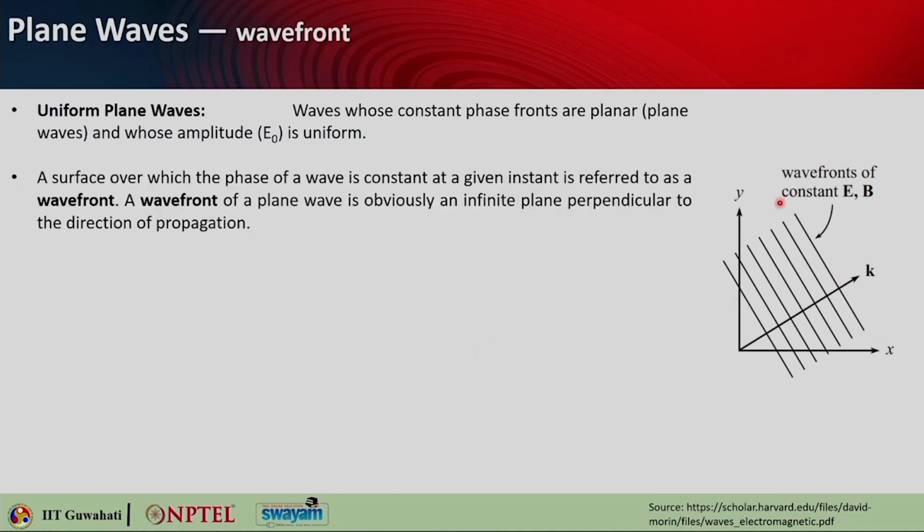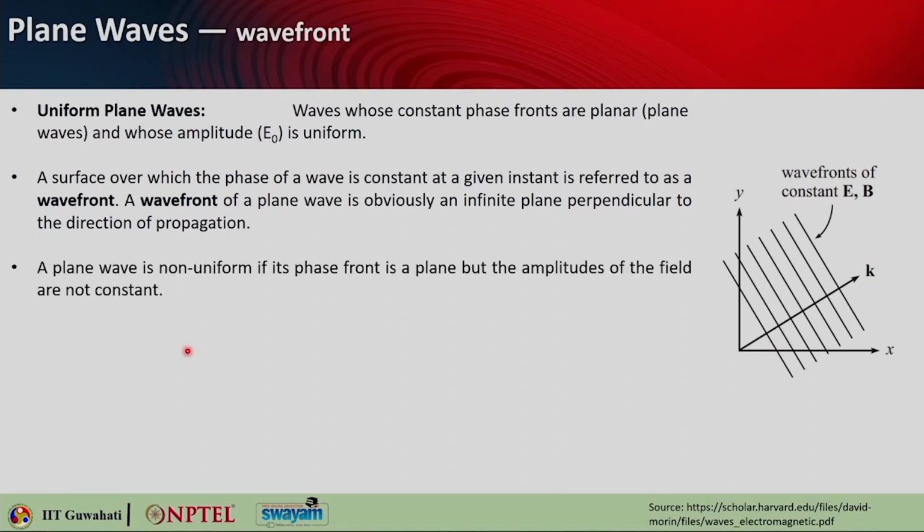And what is this wavefront? That is nothing but a surface over which the phase of the wave is constant at a given instant, and that is referred to as wavefront. So a wavefront of a plane wave is obviously an infinite plane that is perpendicular to the direction of propagation. There is also the other case possible, when the plane wave is non-uniform. It means its phase front is still a plane because it's a plane wave, but the amplitude of the field is not constant.